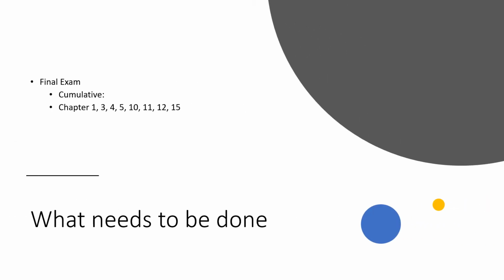As for what's coming up, we have a final exam next week and it's going to be cumulative. We are just focusing on what we went over in the textbook: chapters 1, 3, 4, 5, 10, 11, 12, and 15. You're probably saying, oh man, cumulative, seriously? Yes, we're going to review everything today and make sure you're fully aware of what's going to be on the exam.